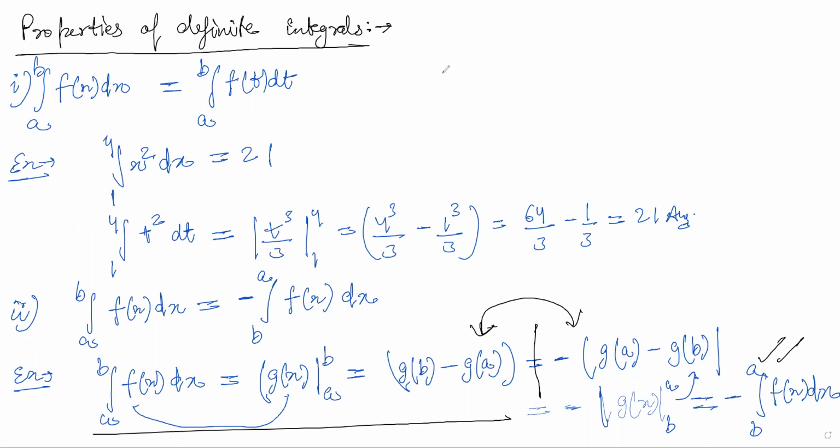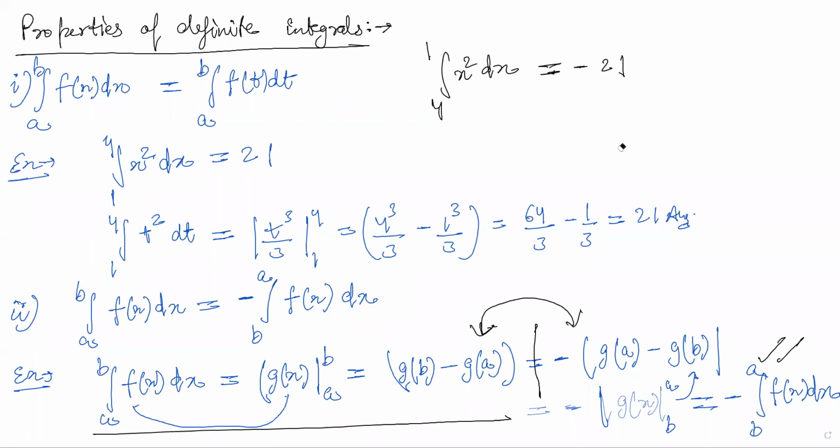So let's say if I want to integrate x squared dx from 4 to 1, I do not need to solve it again, because I have already found out x squared from 1 to 4. So I know what x squared from 4 to 1 is. This is nothing but minus of 21, right? So that is how we can apply these properties.